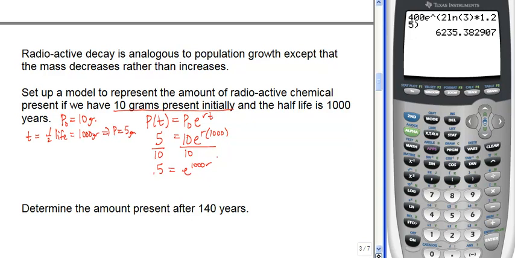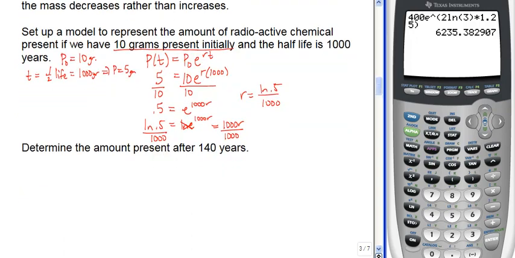And then to solve for that, we want to undo the exponential. So I'm going to use an ln of both sides. ln of 0.5 equals ln of e to the 1,000 R. The ln and the e cancel out, just giving me that 1,000 R. So to solve for R, we're going to divide by 1,000. So my R is ln of 0.5 divided by 1,000.